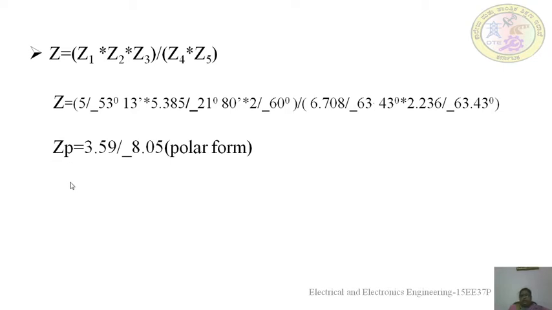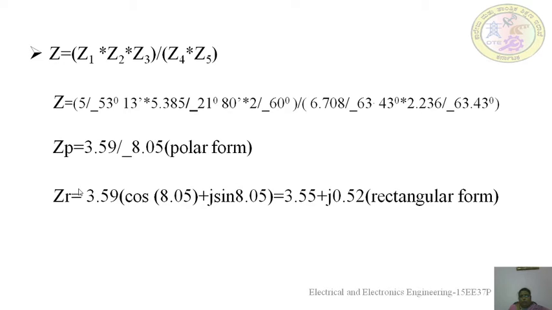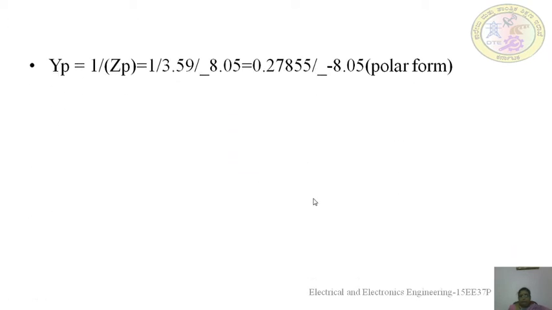Since we have to express it in the rectangular form, we'll convert this polar form of the impedance to the rectangular form. The magnitude will be multiplied by the cosine of the angle and the sine of the angle, and then we get the rectangular form. So now we have calculated the impedance and also expressed it in the polar form as well as in the rectangular form.